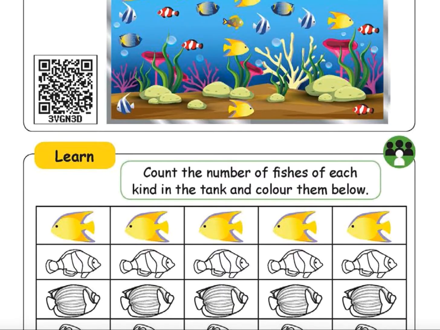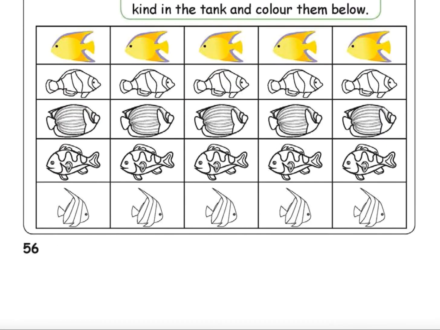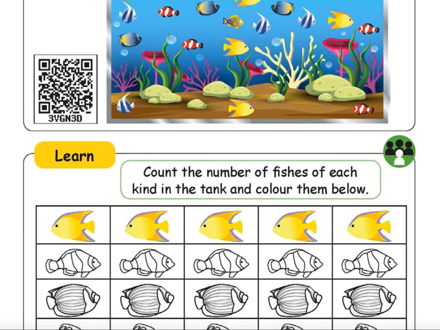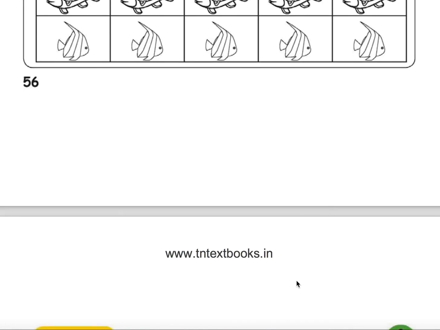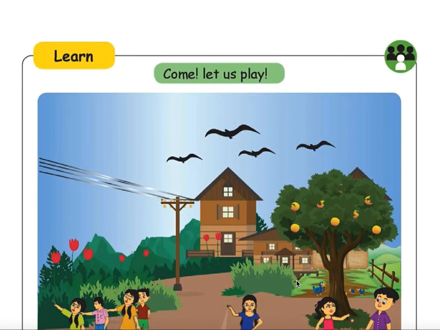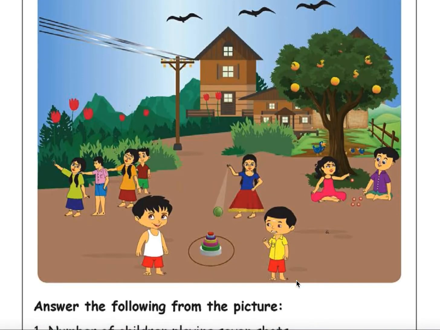Right. You need to color them according to the number. If there are 4, color only 4. If there are 5, color all 5 like that. Learn. Come and come. Let us play.